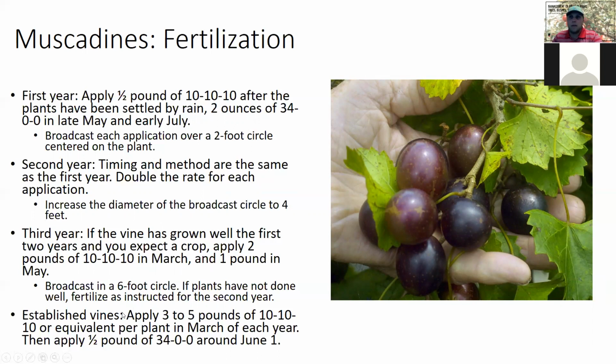If you already have established vines, apply 3 to 5 pounds of 10-10-10 or an equivalent per plant in March of each year, and then apply about half a pound of ammonium nitrate 34-0-0 around June 1st. And that's going to help with good growth there in the spring, and then with fruiting there in the summer. So it's not really too difficult, just 3 to 5 pounds there in the spring, and then half a pound in June.